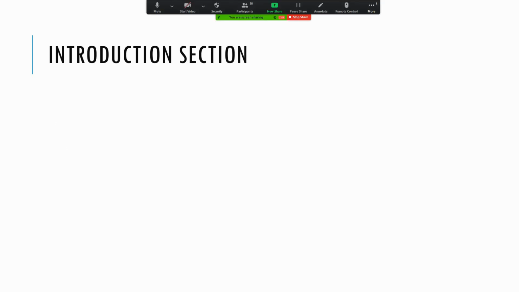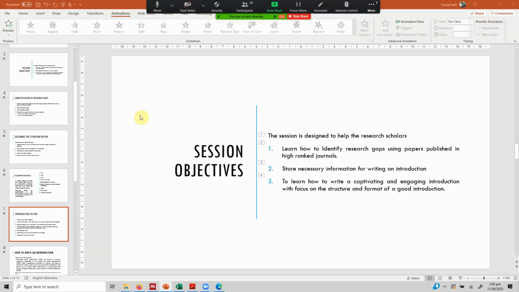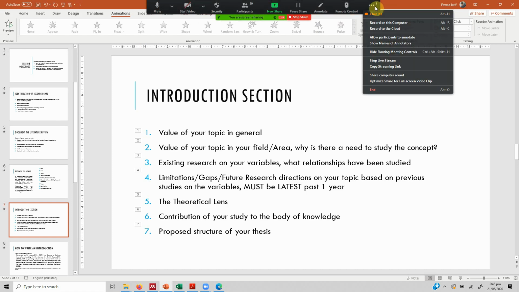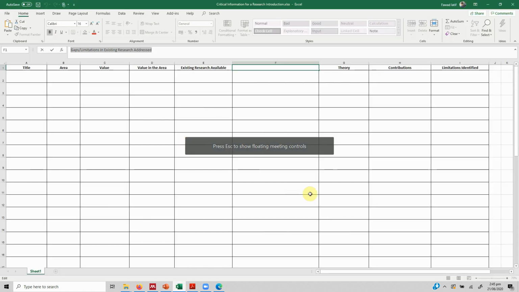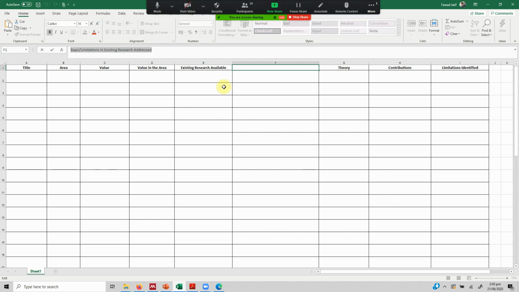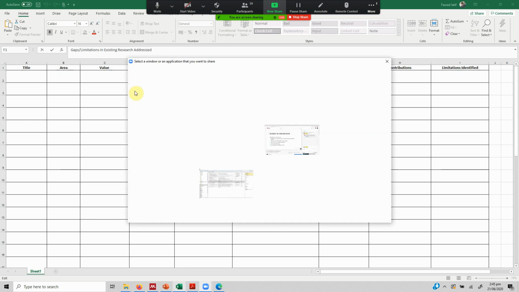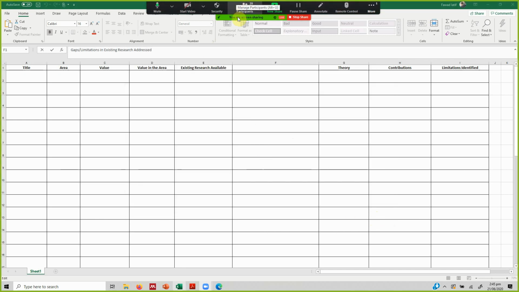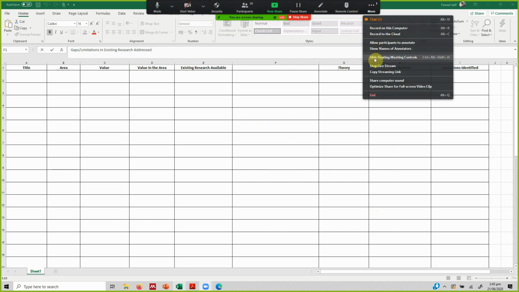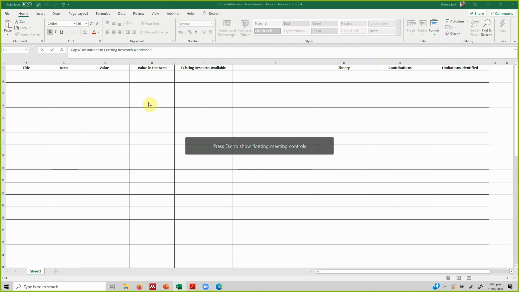Now, in order to do this, what you can do is you can use this Excel sheet. This Excel sheet will help you store relevant information about the papers that you are reading.